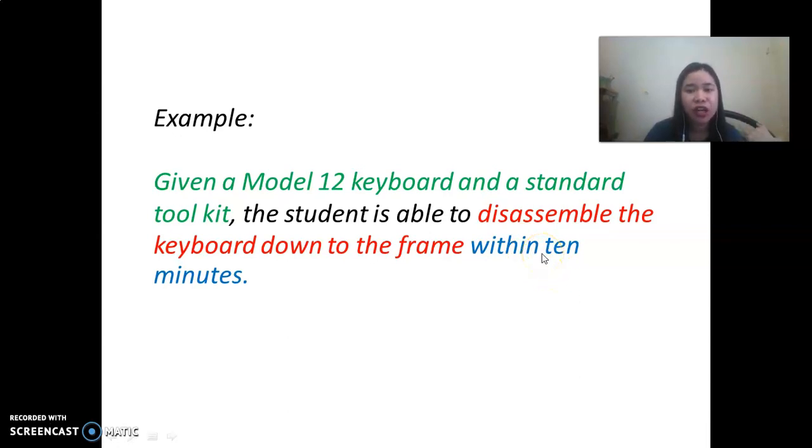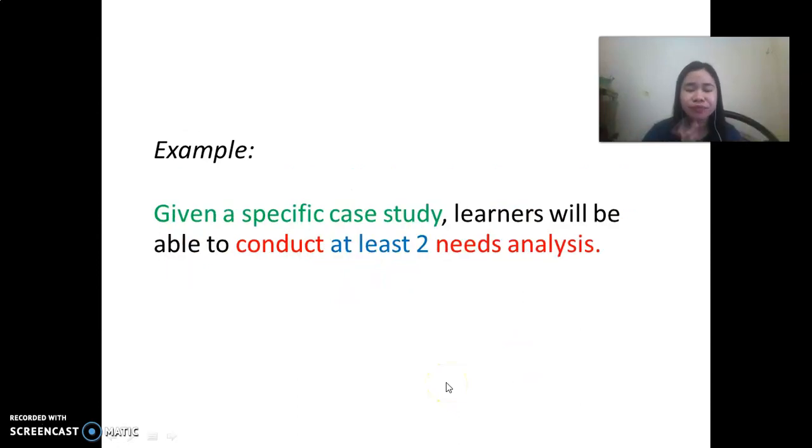Criterion or degree or acceptable performance. So, meaning, if si student is nag-more than na siya, nag-consume siya ng more than 10 minutes, ibig sabihin, mag-decrease na yung score niya or during your assessment. Kasi nga, hindi niya na-meet yung standards mo na kailangan matapos niya within 10 minutes yung pag-disassemble ng keyboard. Okay? So, let's have another example.